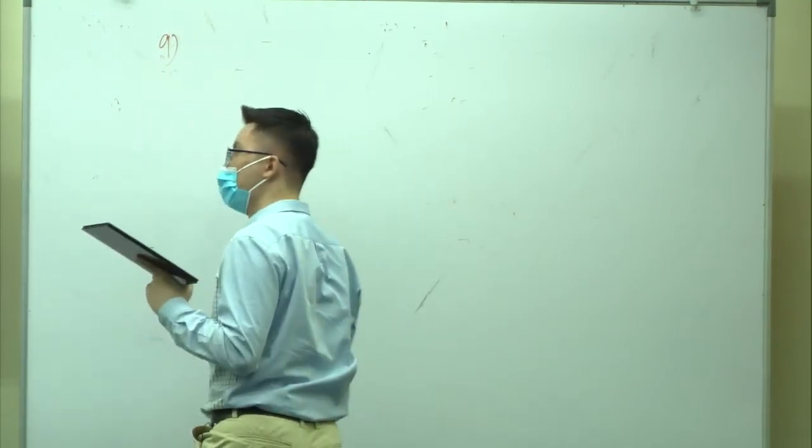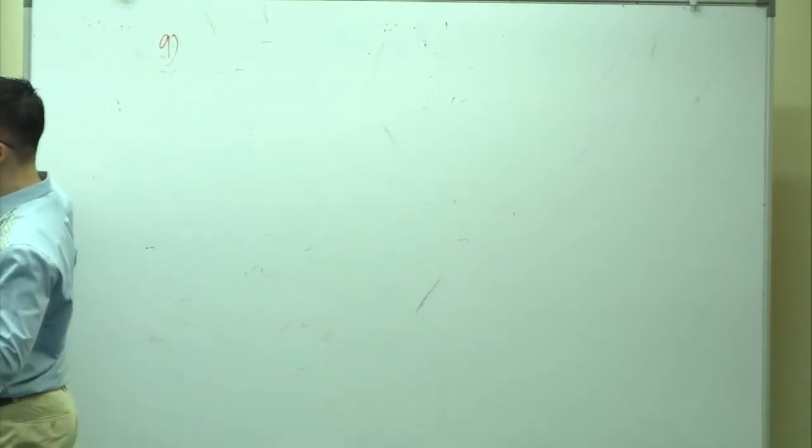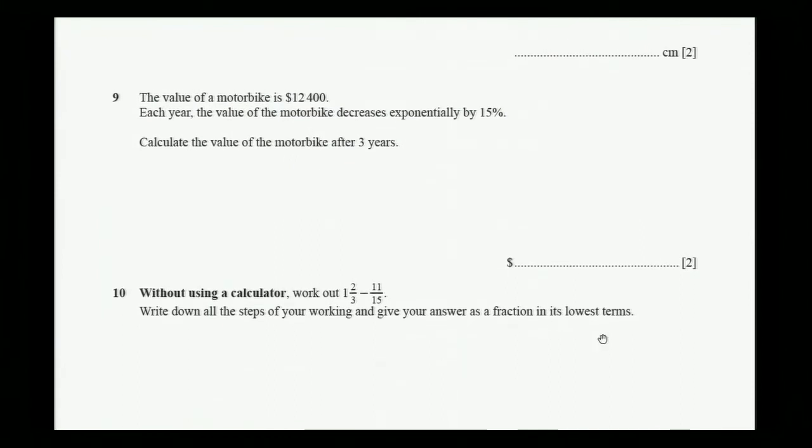Okay, Richard, show to the TV. Question 9. This is the question. The value of the motorbike is $12,400. Each year the value of the motorbike decreases exponentially by 15%. Calculate the value of the motorbike after 3 years.